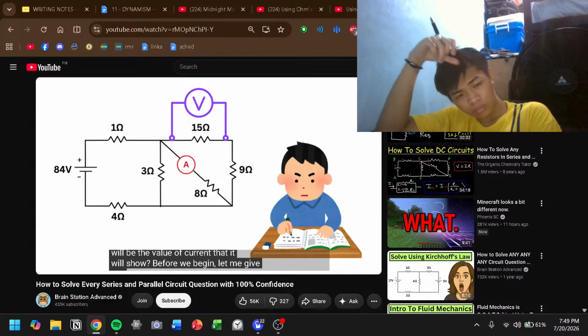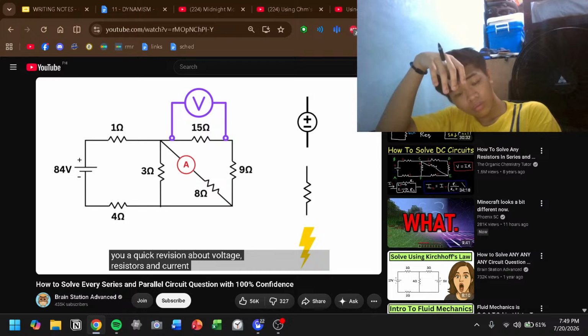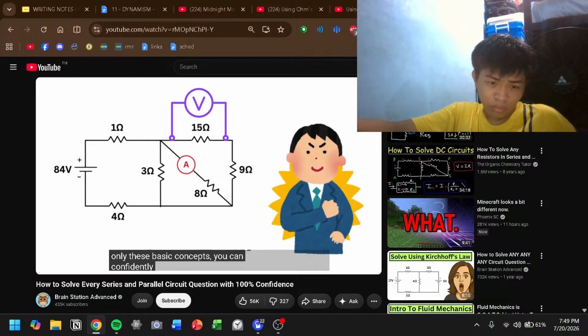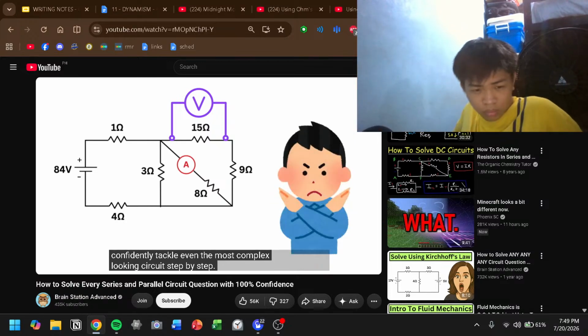Before we begin, let me give you a quick revision about voltage, resistors, and current, such that using only these basic concepts, you can confidently tackle even the most complex-looking circuit step by step. You will never need anything else.